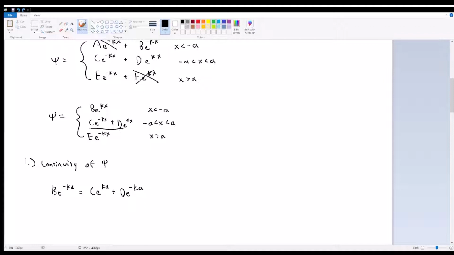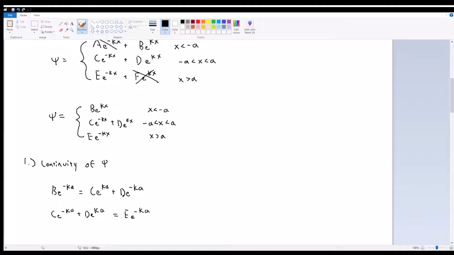Similarly, we do the same thing for the middle and bottom function at x equals positive a, which is going to give us that c e to the negative ka plus d e to the ka must equal e times e to the negative ka. So there's conditions 1 and 2.